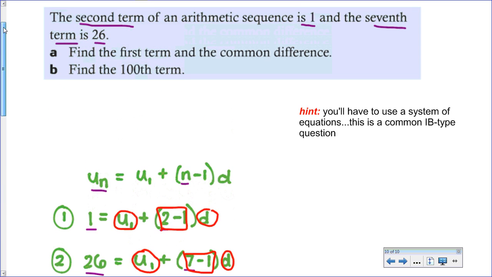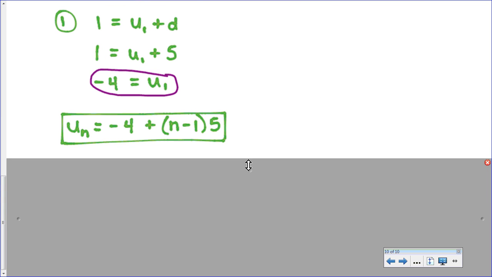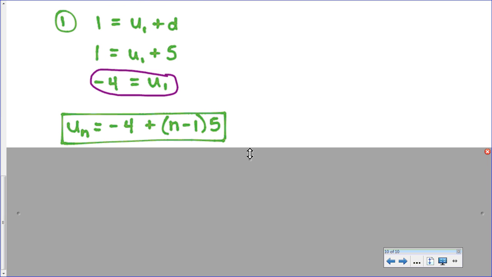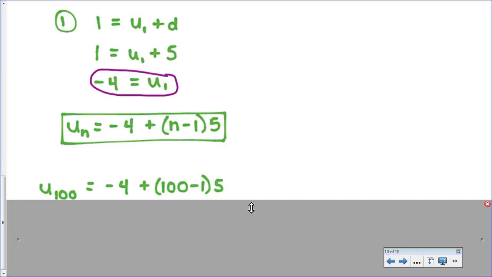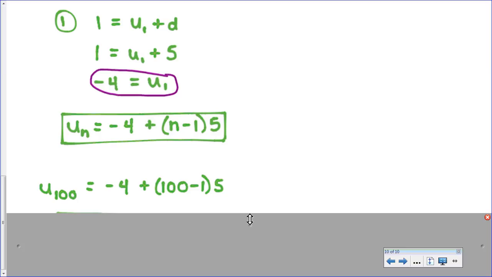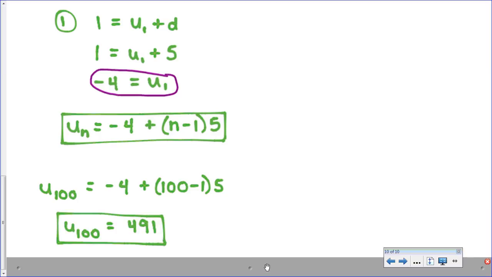And what else did it ask us to do? Find the 100th term. So if I want to find the 100th term, I'm going to start with my formula, right? I'm going to fill in my first term and my common difference, which I now know. And then I can plug in 100 for the term number and figure out that the value of the 100th term is 491.